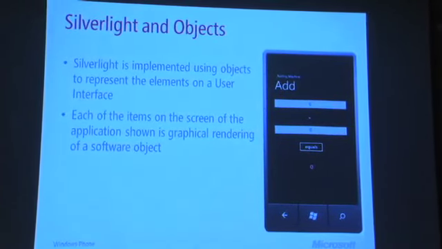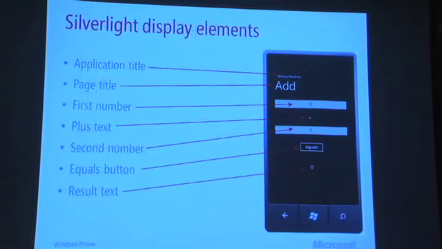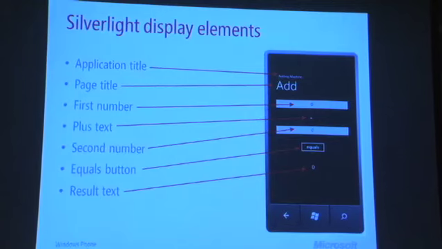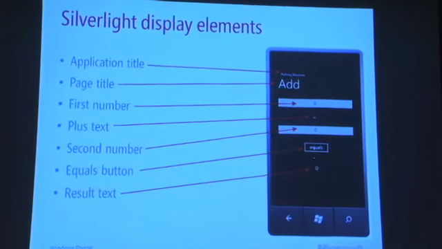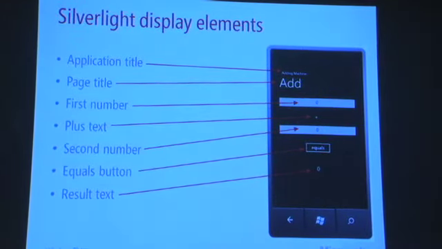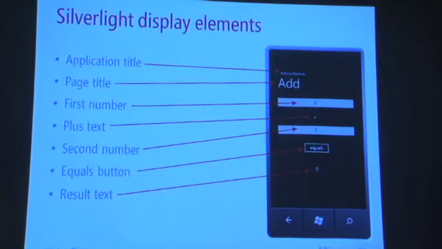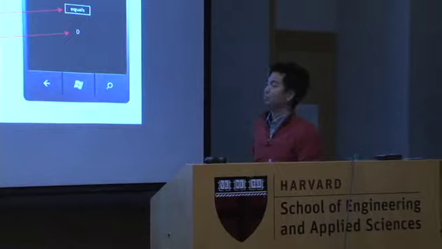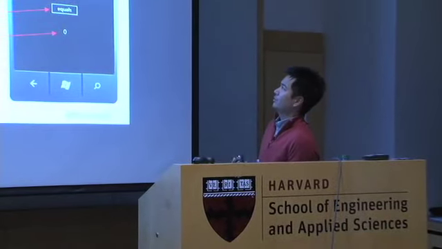Each of these things is rendering these different objects. So you have the application title, page title. You guys can read, but first number text, second number equals button, result text. All of these are different elements. You got buttons, text boxes, text blocks. All these different elements compose, or create, your phone app.